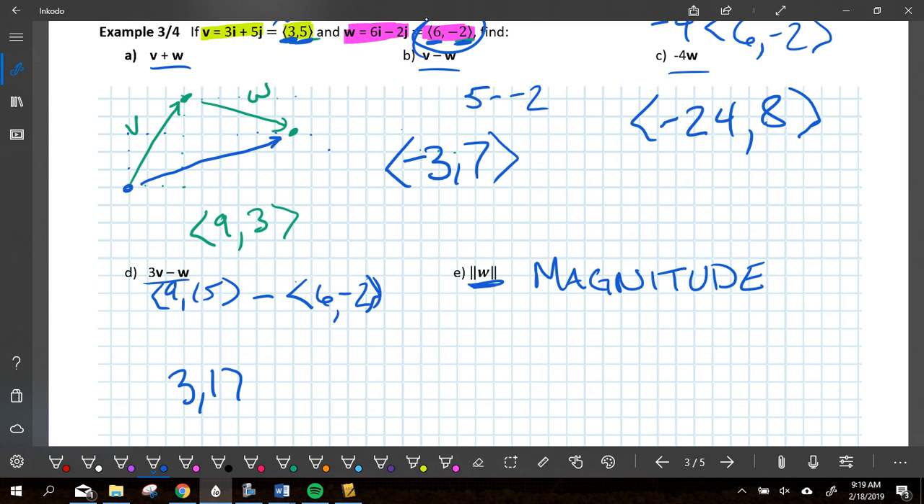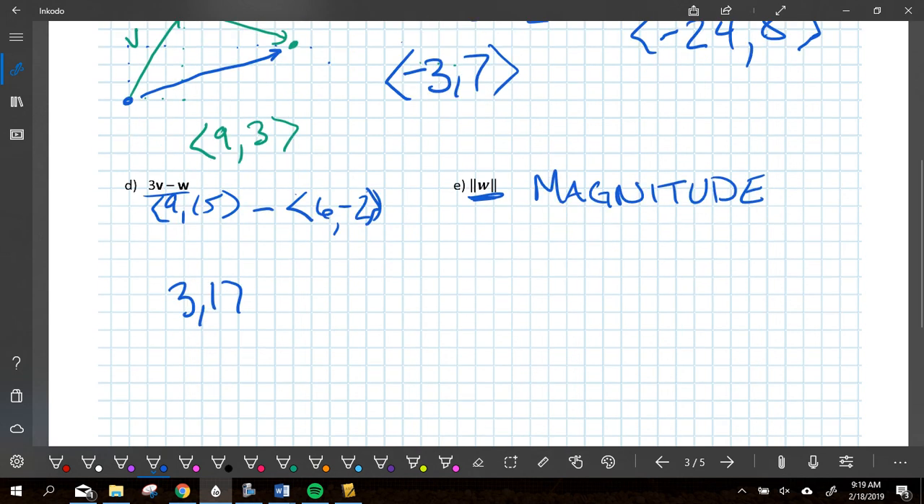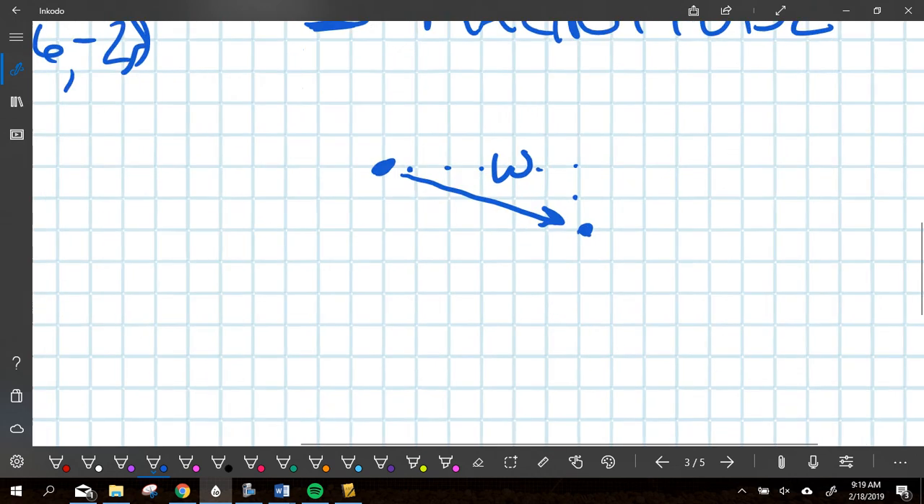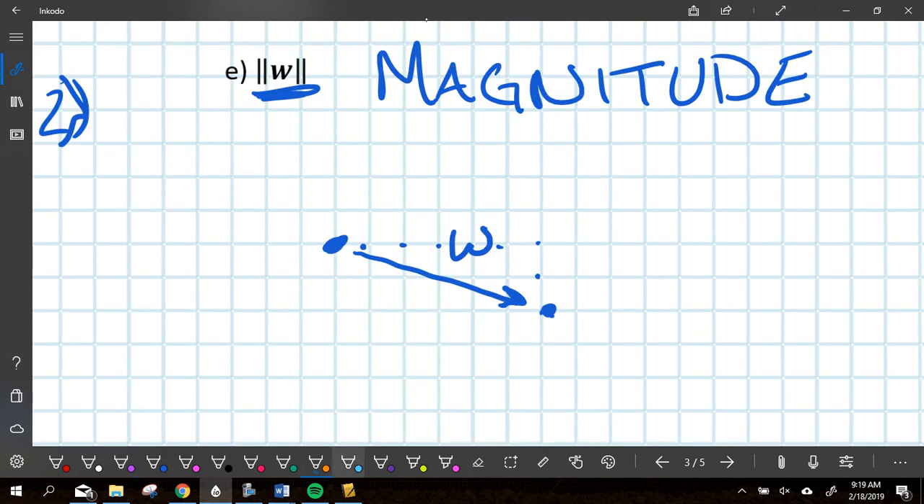So this is what W looks like. It's 6, negative 2. And so if you picked a starting point right here and went 1, 2, 3, 4, 5, 6, and down 2, this is a graph of W. Okay, that is the W vector. All I want from W is the magnitude. Or in other words, I want to know how far it is from that dot to that dot in a straight line.